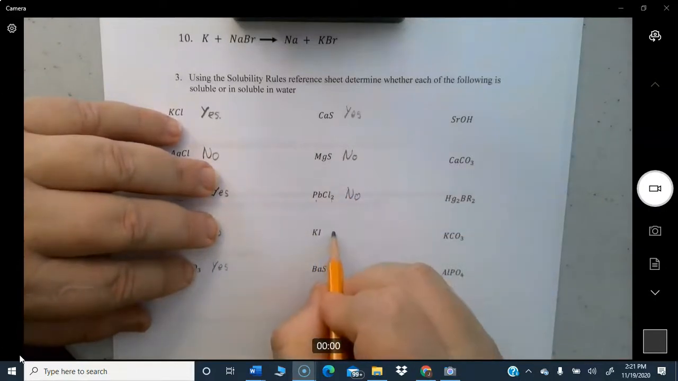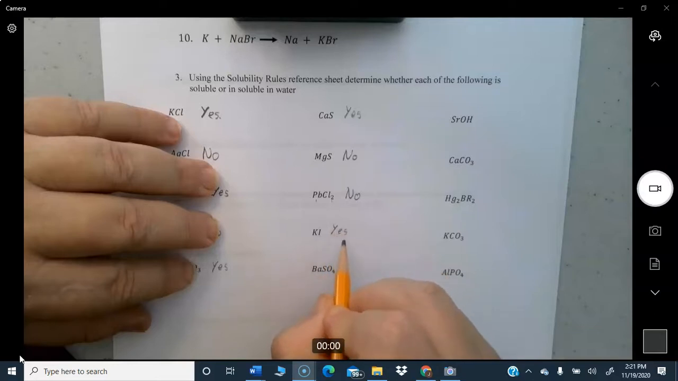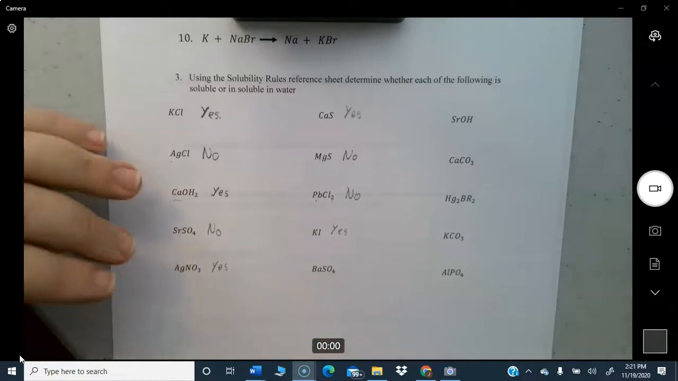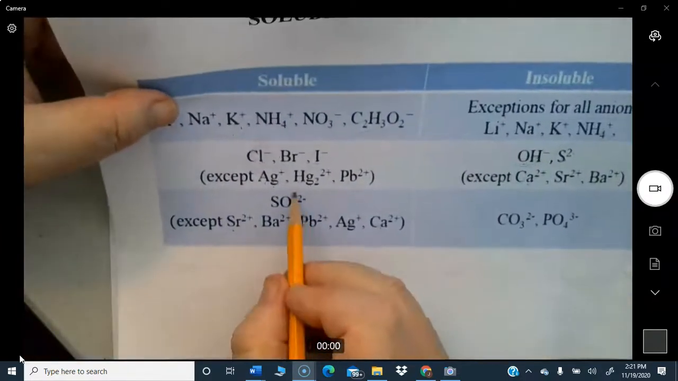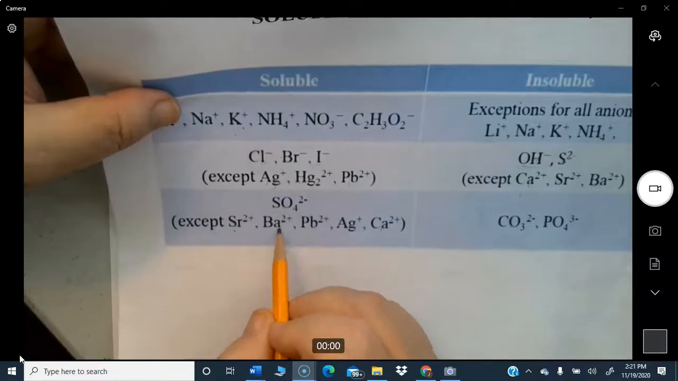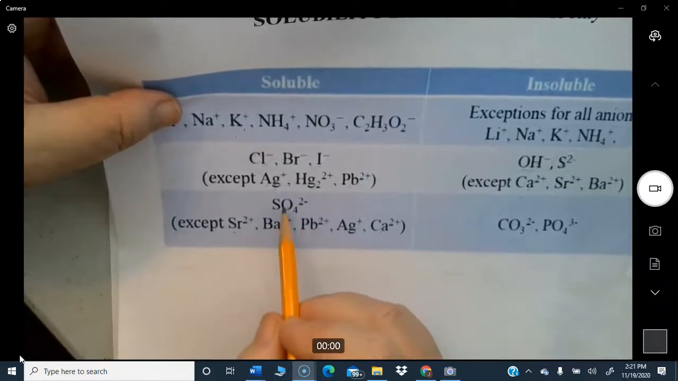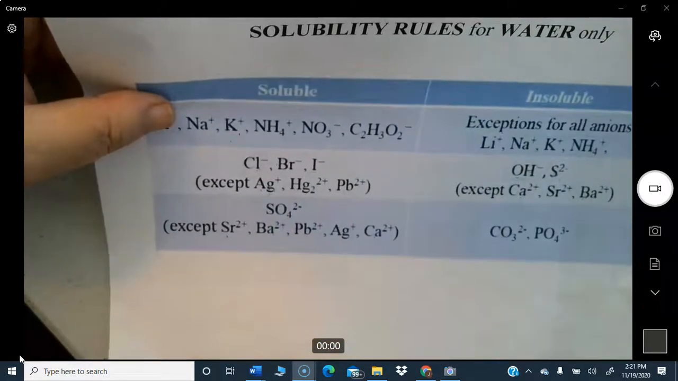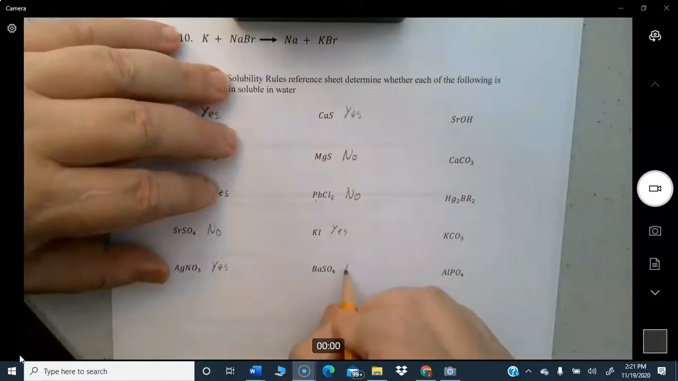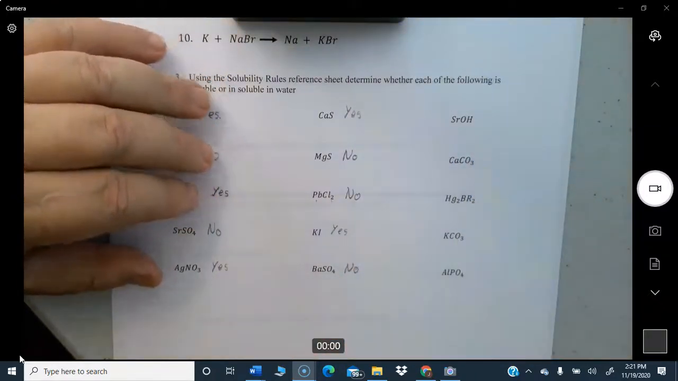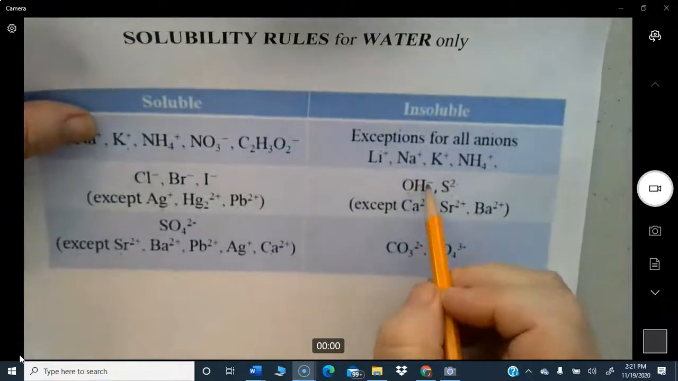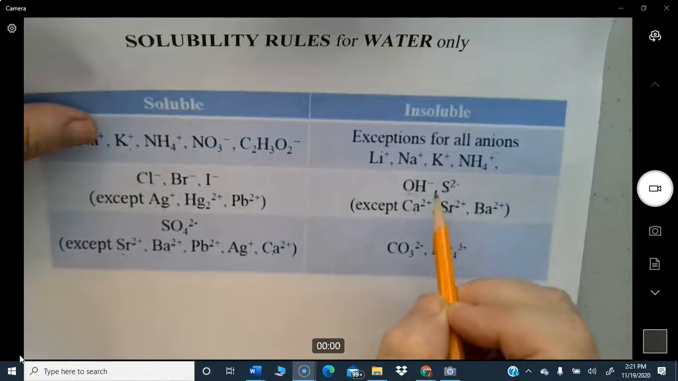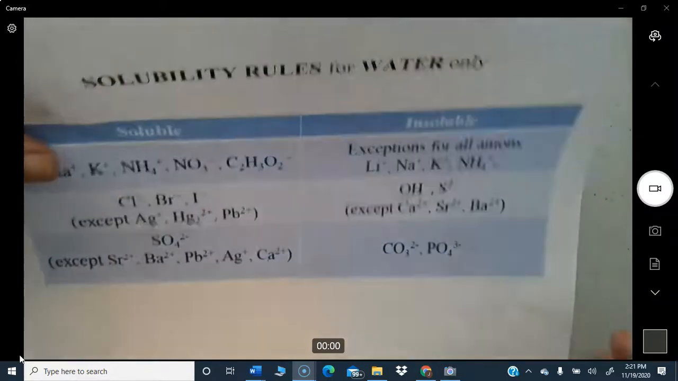Okay, potassium, by now I think we know that's soluble with everything. Okay, barium sulfate. So we come over here and we have sulfate. And there we have barium as one of the exceptions. So sulfate is soluble with everything except these 5. Barium is one of those 5. So these 2 together are insoluble. They will not break up in water. Strontium hydroxide. There's hydroxide. It's insoluble with everything except these 3. And strontium is one of those 3. So that will be soluble.